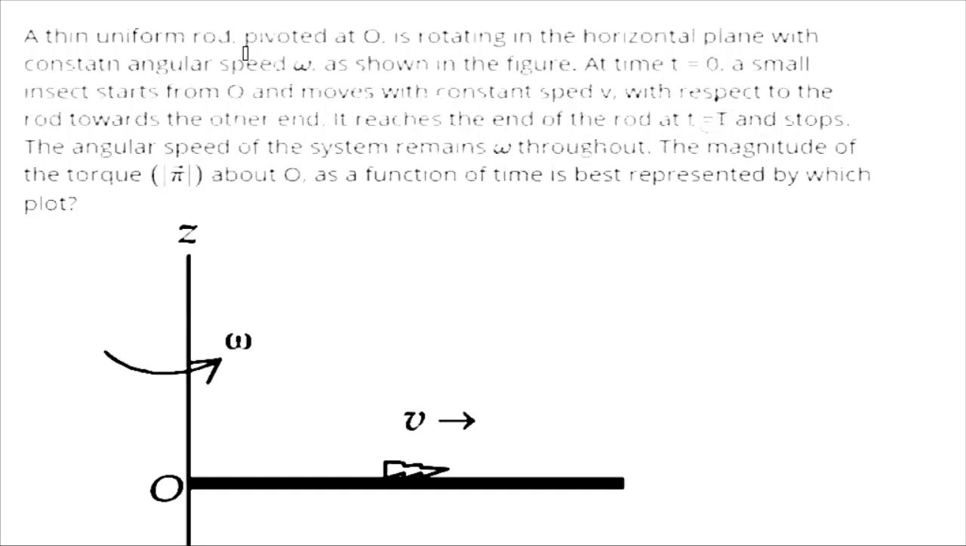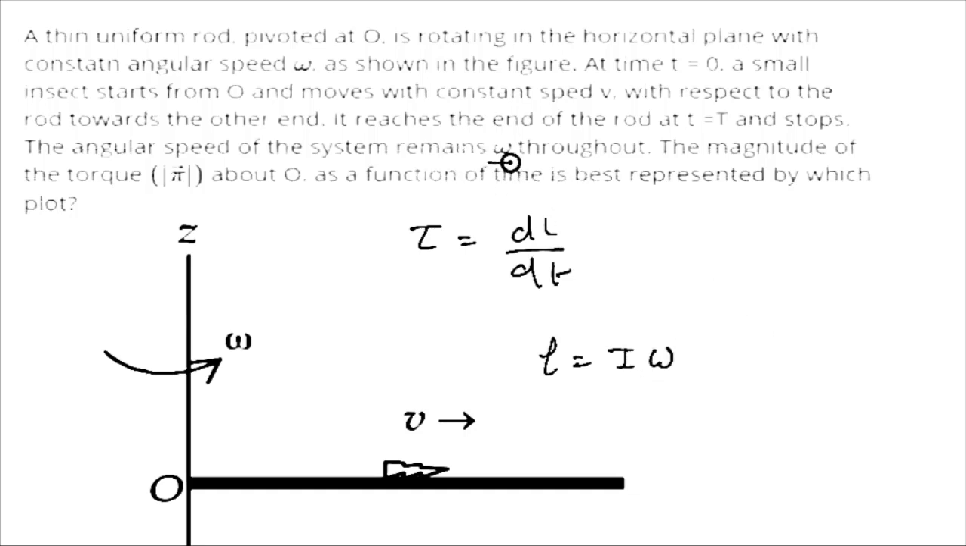It reaches the other end at t equals capital T. The angular speed of the system remains omega throughout the motion. You have to find the torque about O as a function of time. We know that torque tau is the rate of change of angular momentum, and the angular momentum is I times omega in case of pure rotation. Here omega is constant, only I will be changing, so I will write dI by dt into omega.